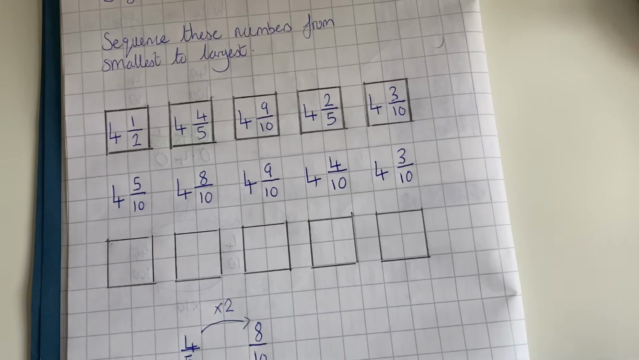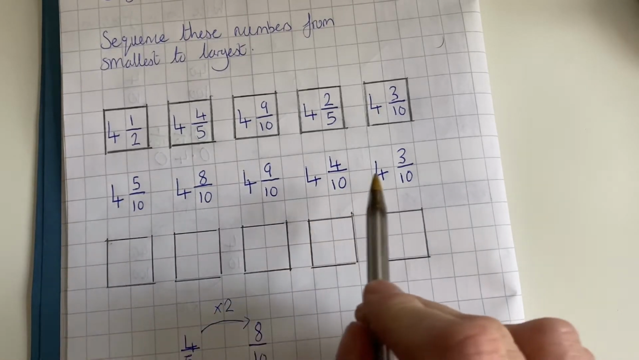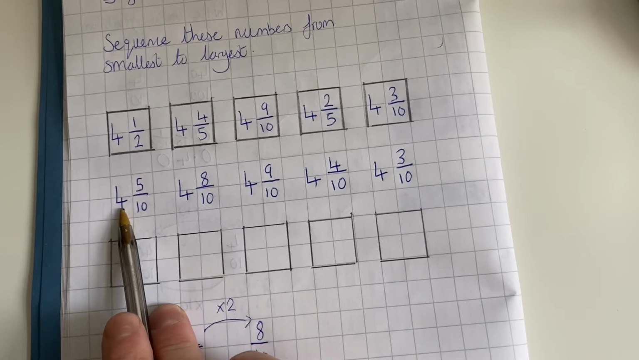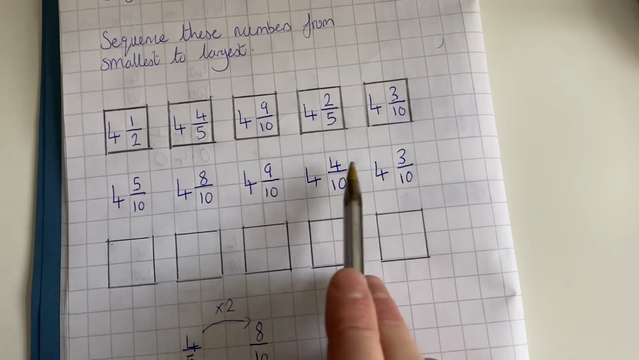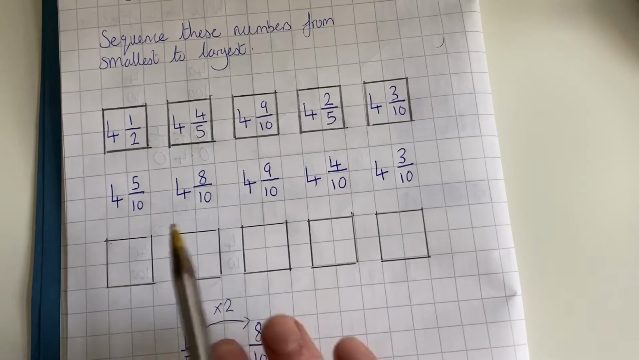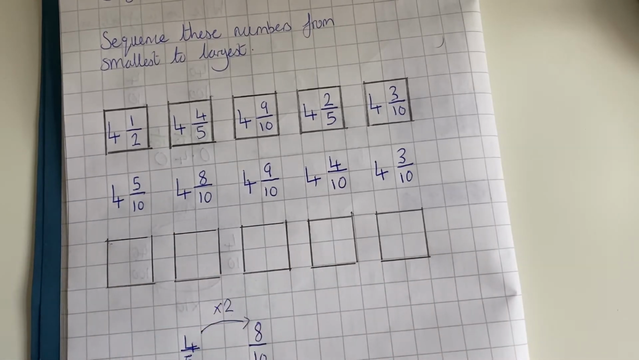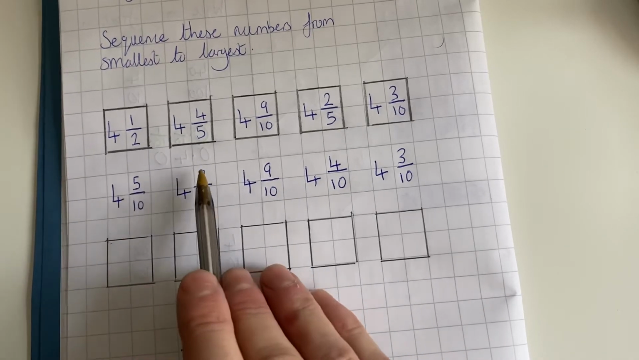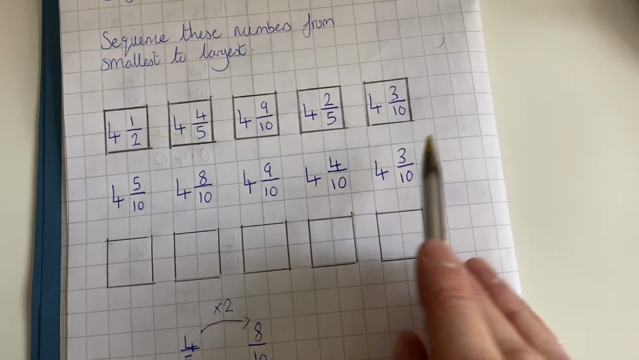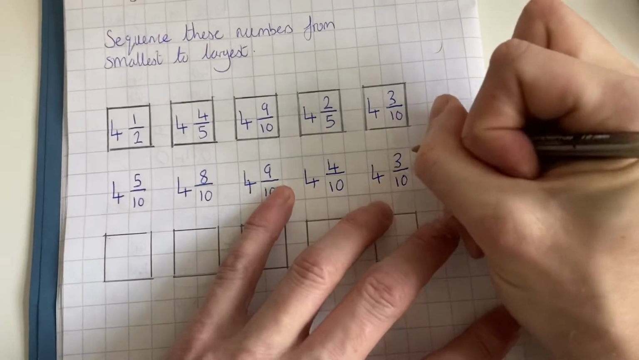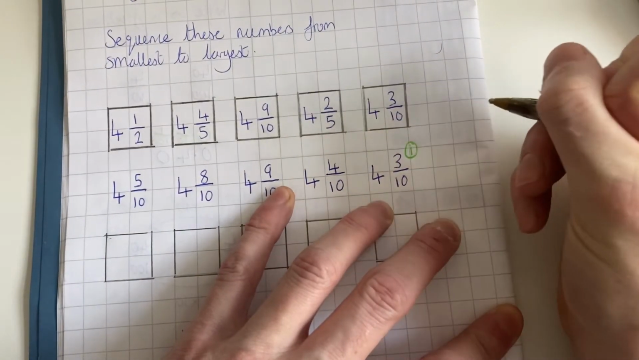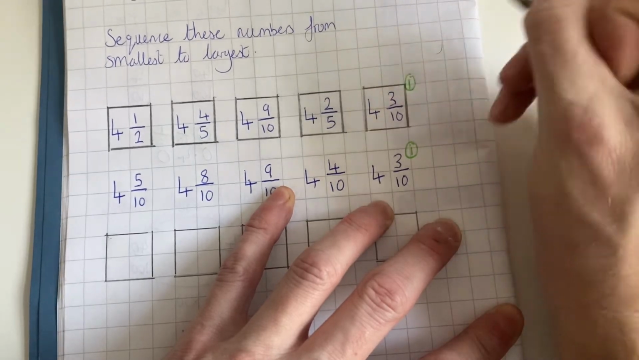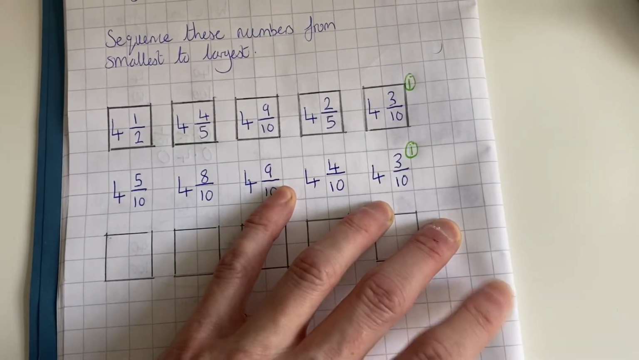Now to help us with that, we're going to number these from smallest to largest. Now the whole number in our mixed number is the same, 4 all the way through, and our denominator is the same. The only part of the mixed number we need to look at is the numerator. So we've got 5, 8, 9, 4 and 3. 3 is our smallest, so I'm just going to put 1 there. And this is also going to be number 1 here. I'll explain why we're doing that in a second.